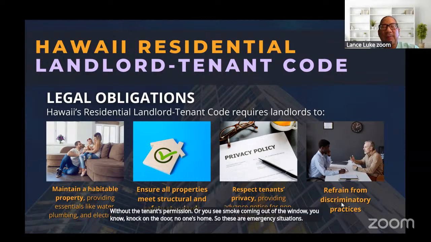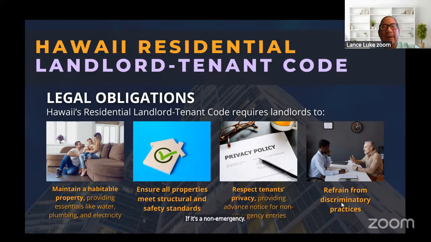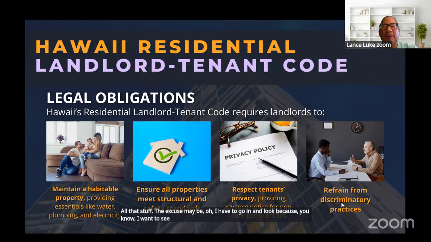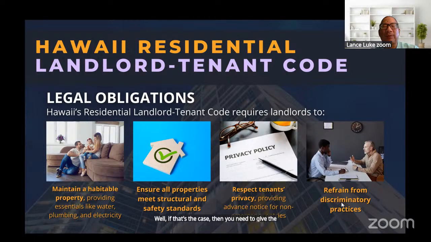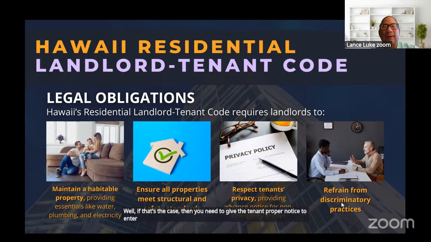If it's a non-emergency, the landlord cannot just go in anytime he wants to and look around, all that stuff. So the excuse may be, oh, I have to go in and look because I want to see what things need to be repaired. Well, if that's the case, then you need to give the tenant proper notice to enter and go in and check.